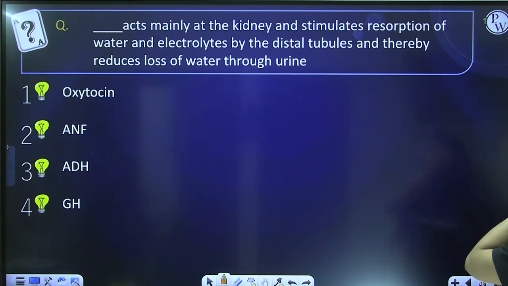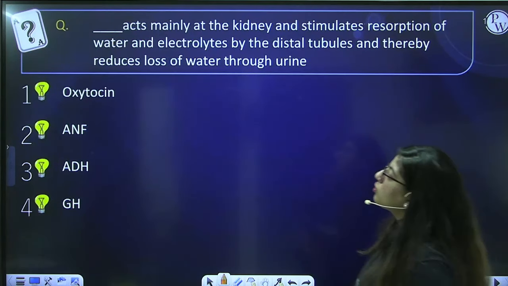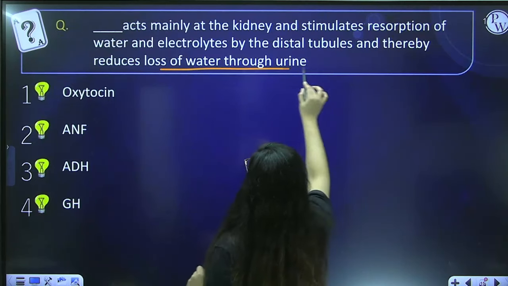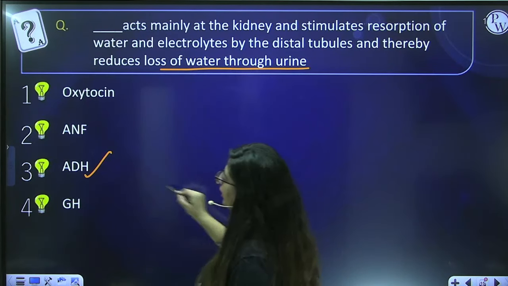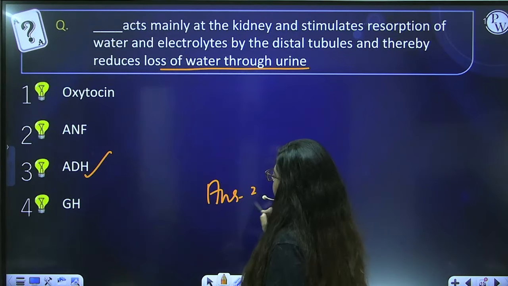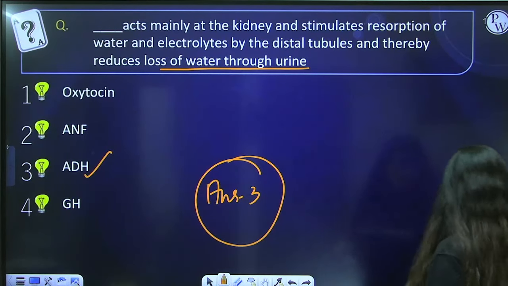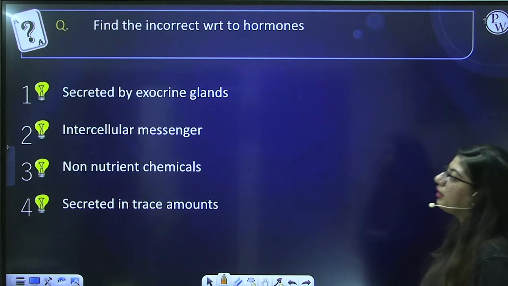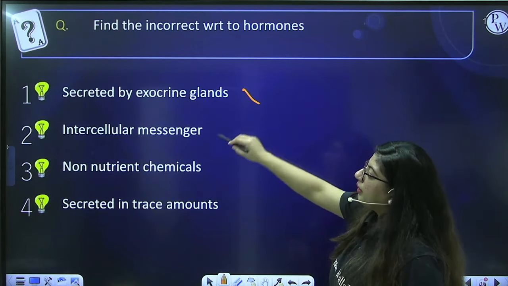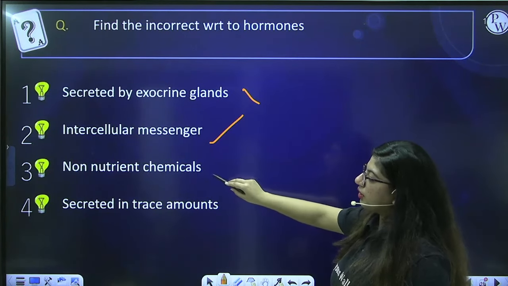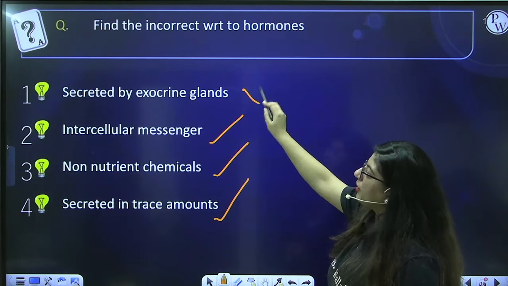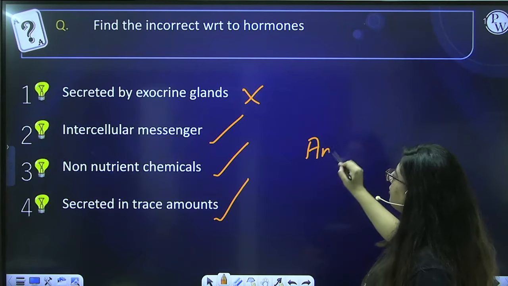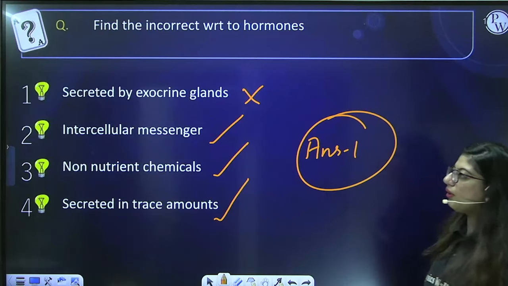Dash acts mainly at the kidney and stimulates reabsorption of water and electrolytes by the distal tubule and thereby reduces loss of water through urine. That means it is preventing diuresis, that is ADH, vasopressin, 3rd. Next. Find the incorrect with respect to hormone. They are secreted by exocrine glands. They are intercellular messengers. They are non-nutrient and they are produced in trace amounts. So this sentence is incorrect. So answer is 1. Okay. Next.